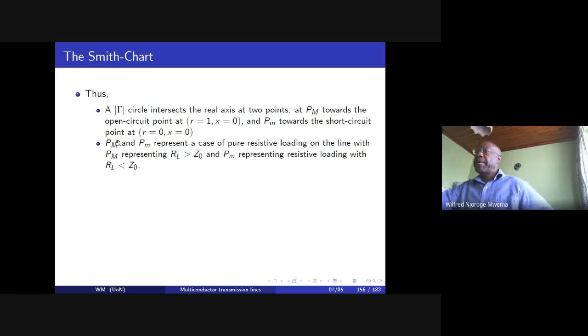So PM and P small m represent a case of pure resistive loading, since the XLs are all equal to 0 for this particular resistive loading on that line, with PM representing the case where the load resistance is larger than the characteristic impedance of the line. And P small m will represent the resistive loading with RL less than Z0.